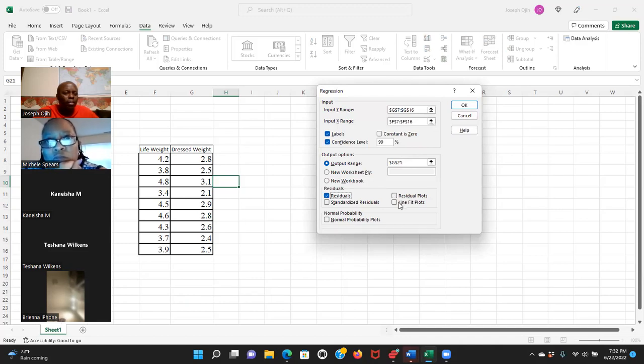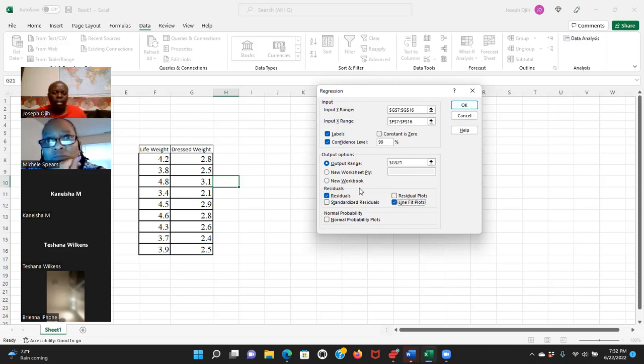And it asks us to draw the scatter plot, right? So we need a scatter plot. So that is the line fit plot. That's the scatter plot. I think we have everything we need. Yeah, we have everything we need. Then you click OK.